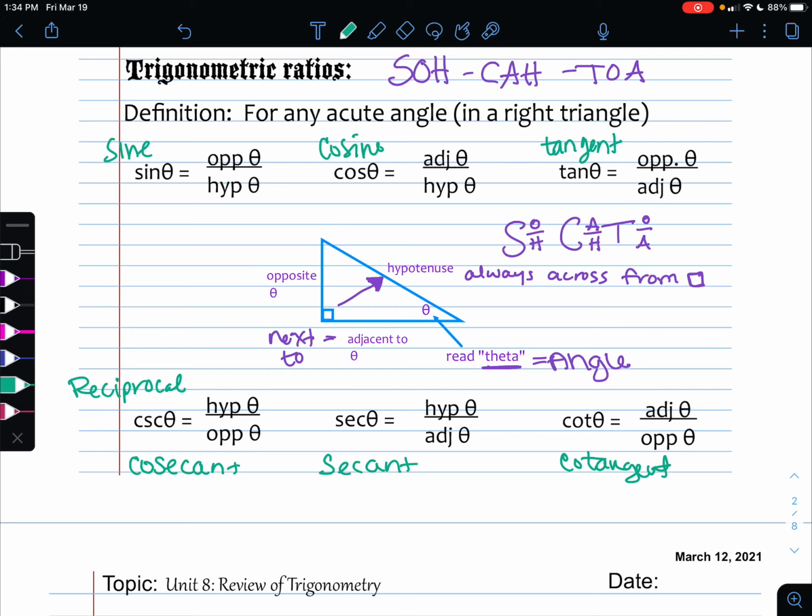Okay, so the reciprocal, what do I mean by the reciprocal? Well, look at this. Cosecant, instead of O over H, is H over O. Secant is H over A. Cotangent is A over O. And then I just remember that these don't match up, right? Because it's super easy to mix up. You're like, oh, sine and secant both start with an S. That's not how they match up, okay? Sine and cosecant are reciprocals. Cosine and secant are reciprocals. And tangent and cotangent are reciprocals.